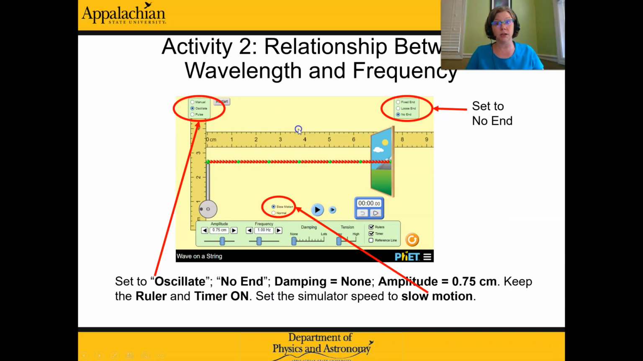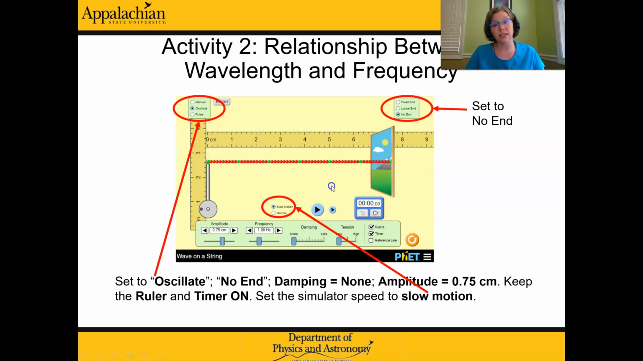For this particular activity, we're using the same simulation, but we're going to set some different variables. We're going to set our simulation to oscillate. We want it to have no end, so there's a little window at the end of it. You want to keep your damping on none and your amplitude at 0.75 centimeters. And again, you're going to use your ruler and your timer.